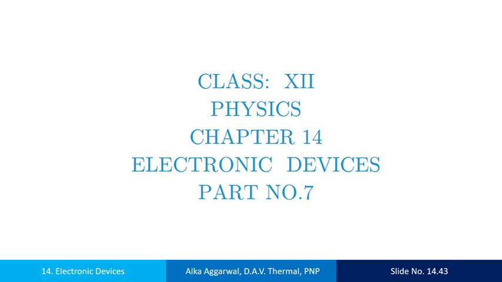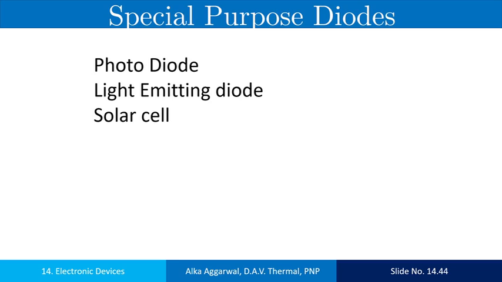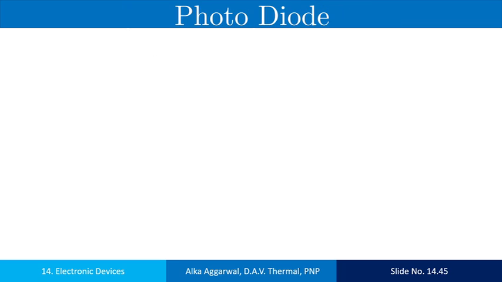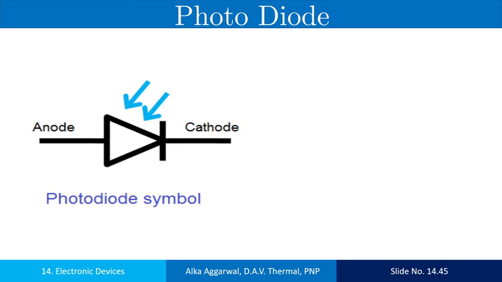Hello. In this lecture, we will do the special purpose diodes. That is, we are going to do the photodiode, light emitting diode and the solar cell. Now, photodiode: this is the symbol of the photodiode, anode, cathode, and the light is incident on the diode.